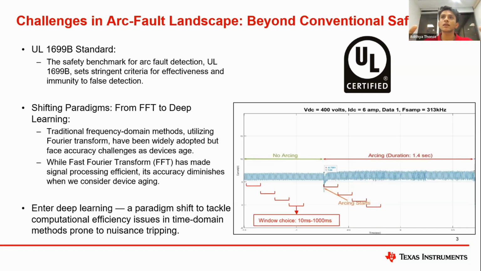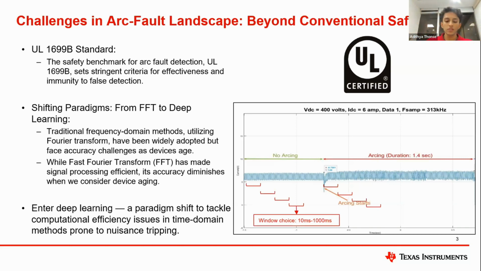Now, what FFT does is it tries to analyze a particular window of, say, whatever milliseconds, say a window of 50 milliseconds. It tries to figure out if that is an arc based on a spectrum, an energy spectrum signal.